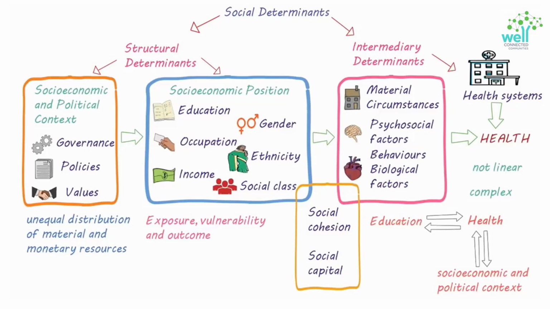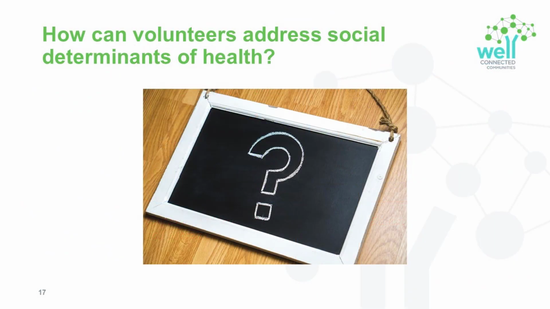As you can see, the relationships are not direct. There is no single straight line to get from poor to good health or to influence a single social determinant. These factors do not exist in isolation. It may seem daunting, even impossible, to address complex social determinants of health through your volunteer work. But we all have a role to play in improving health in our communities.